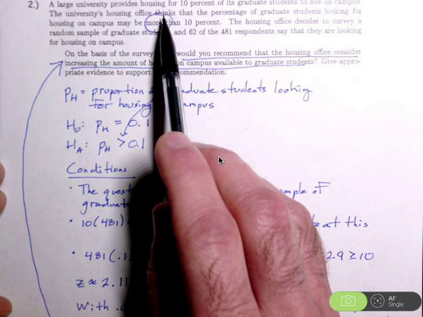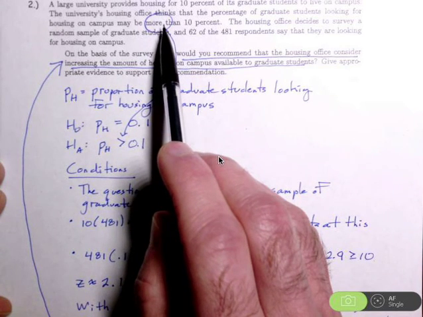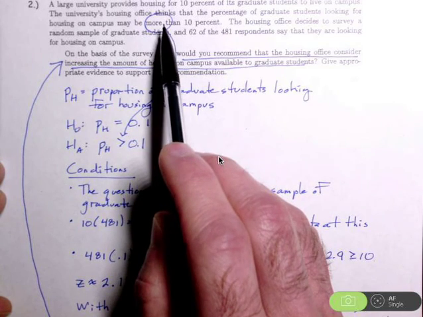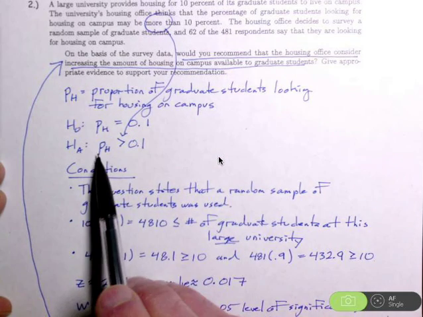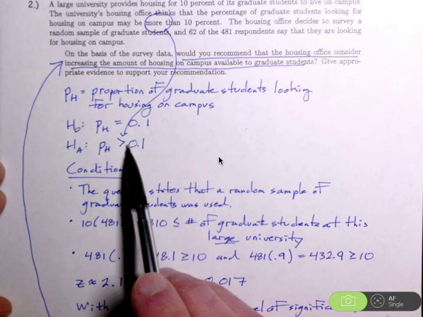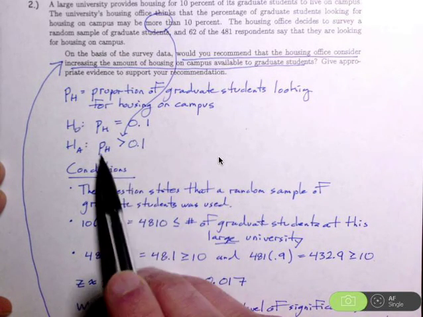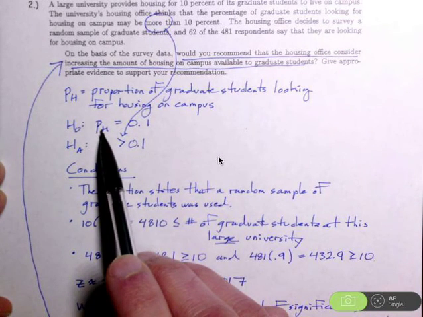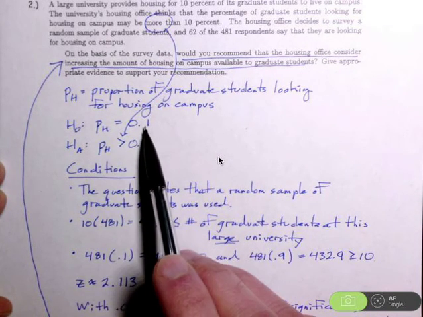The housing office thinks the percentage of graduate students that are looking for housing on campus may be more than 10%. So I know that my alternative hypothesis is that the proportion looking for housing, I call that P sub H, is greater than 10%. That's what we're looking for evidence of. That means my null hypothesis is that the proportion is 10%.